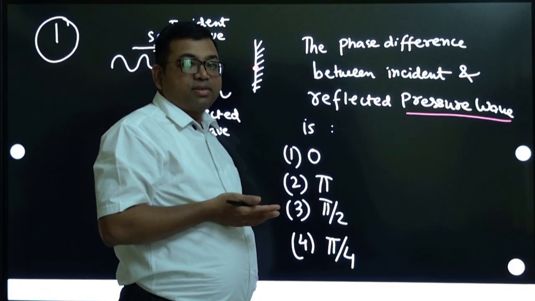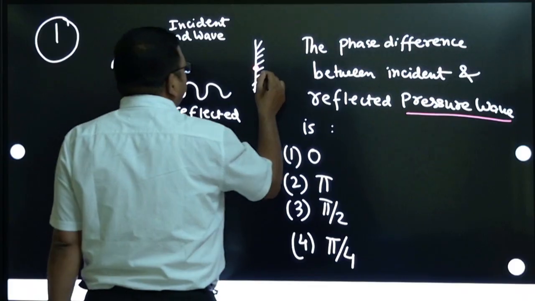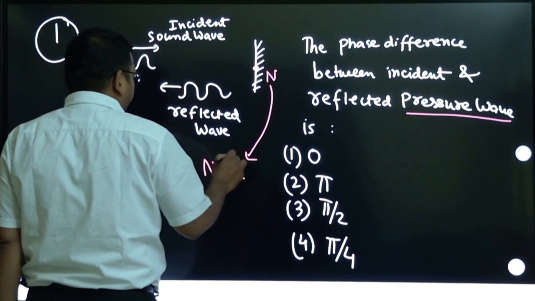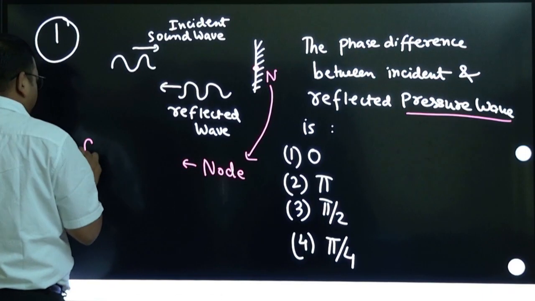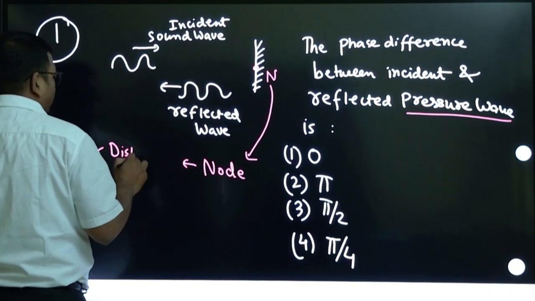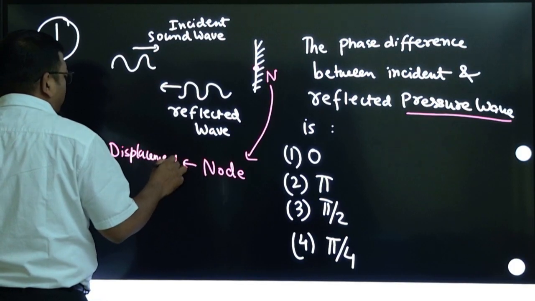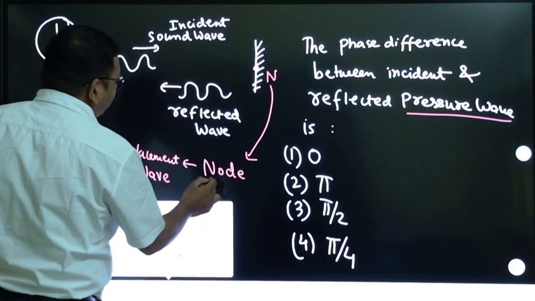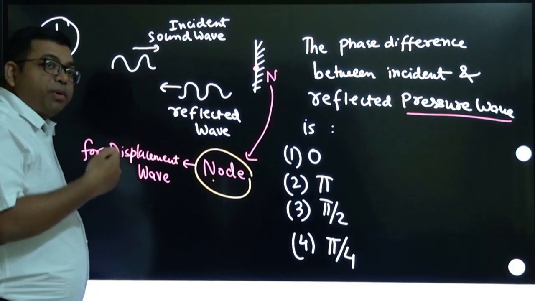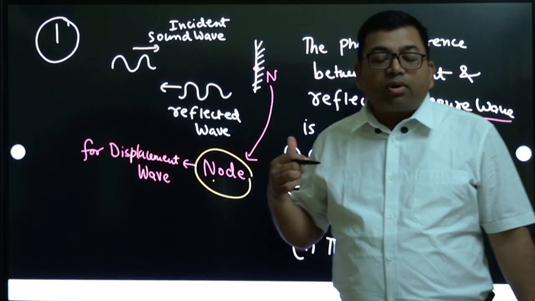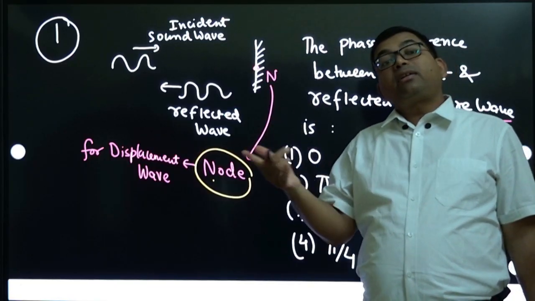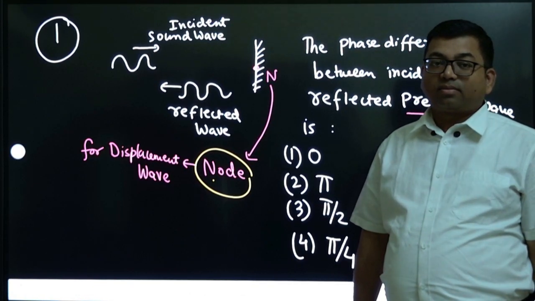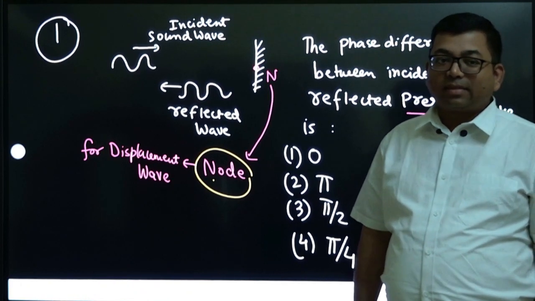So when you take this as a node, this node we are considering as a node for the displacement wave. For the displacement wave, we are taking this as a node. But what about when we take it as a pressure wave? For the pressure wave, this displacement node will be a pressure node or a pressure antinode? Tell me.